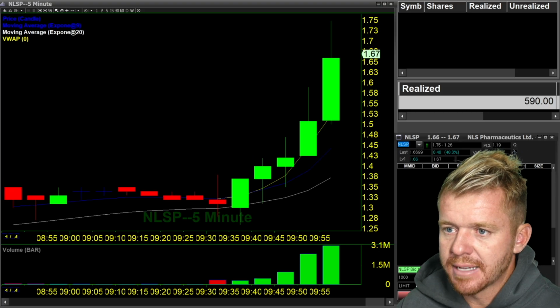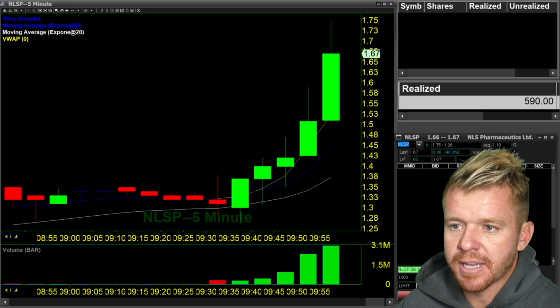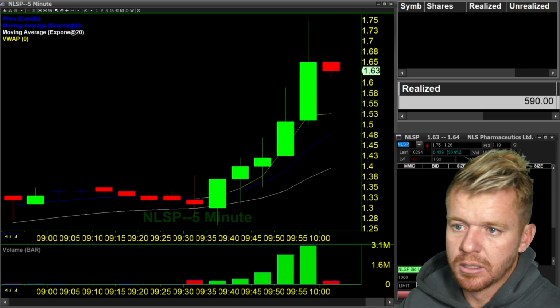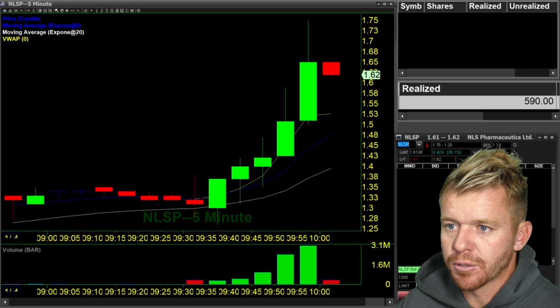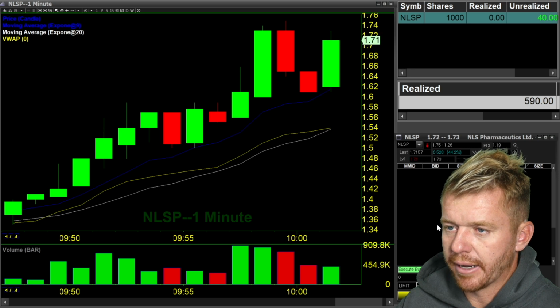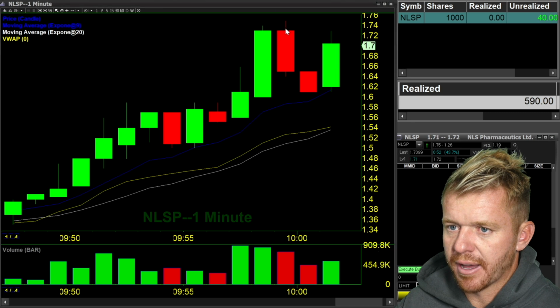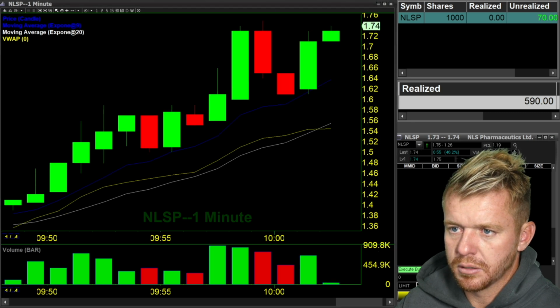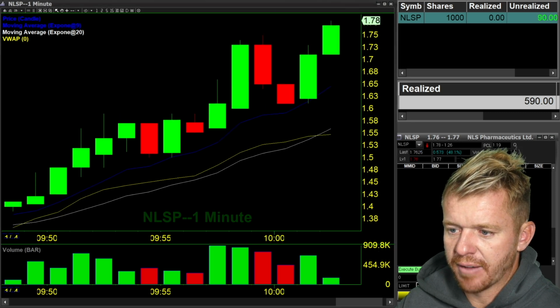This stock right here, Nlsp, just popped up on the scanner right now. If we push above 165 here, we'll jump in. See if we can't push above a new high at the 175s. Looking for 175 or higher here. Need to break over that high. That 175 being the high on this candle. Looking good here. 175, 178.